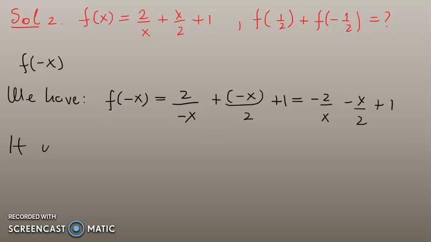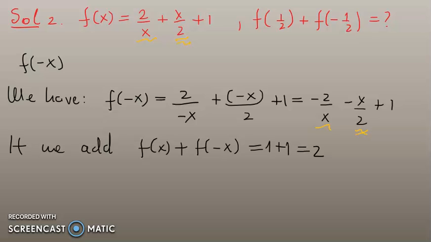And now if we add f of x plus f of negative x, what we will get? Look at this. This will cancel with this because they are the same but with opposite signs. This will cancel with this because they are the same with opposite sign. So we get just 1 plus 1, which is exactly 2. And now this is true for all x's. So f of 1/2 plus f of minus 1/2 will be 2 also.